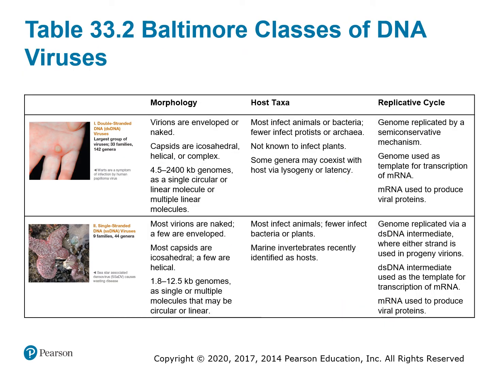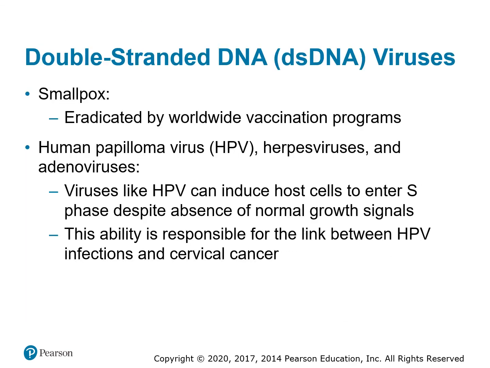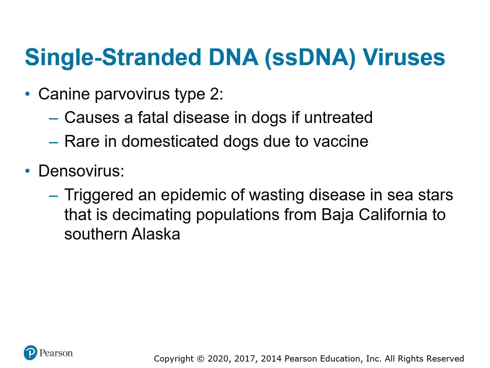Here we have just a table that's showing you some of the morphology, the host, and the cycle of some of these. In the case of double-stranded viruses, we have things like smallpox and HPV, the human papillomavirus, as well as the herpes virus and adenoviruses. So again, a while ago, HPV was one of those things that just popped up because women were getting cervical cancer. So they discovered that it was a virus that was doing that and that males were carriers despite not showing any symptoms. Then we have our single-stranded DNA viruses, so things like the parvovirus and the desmoviruses.